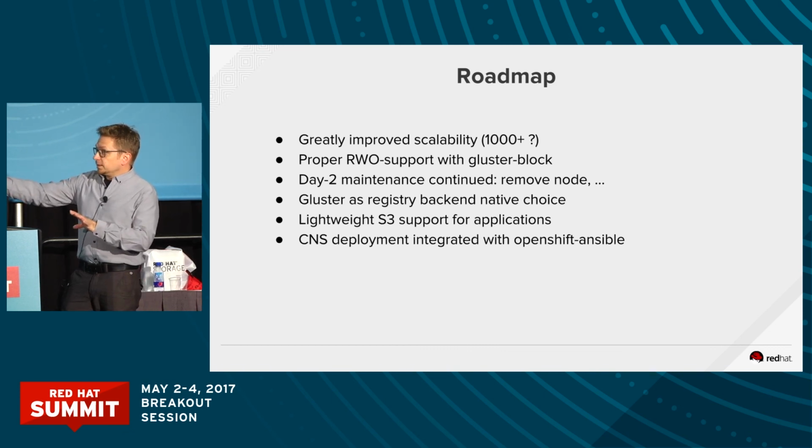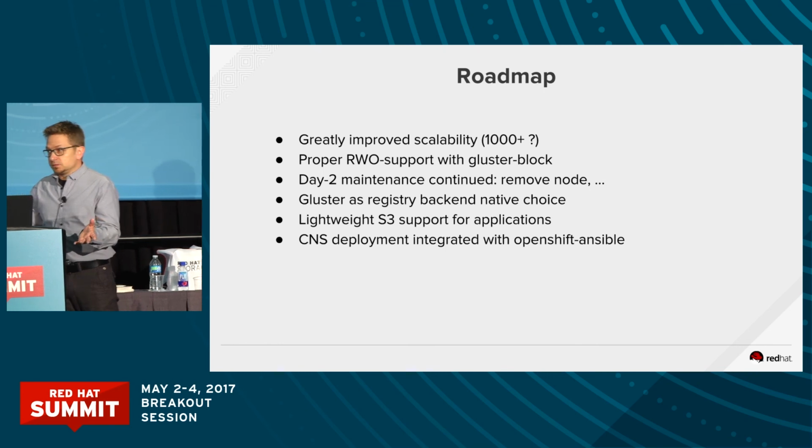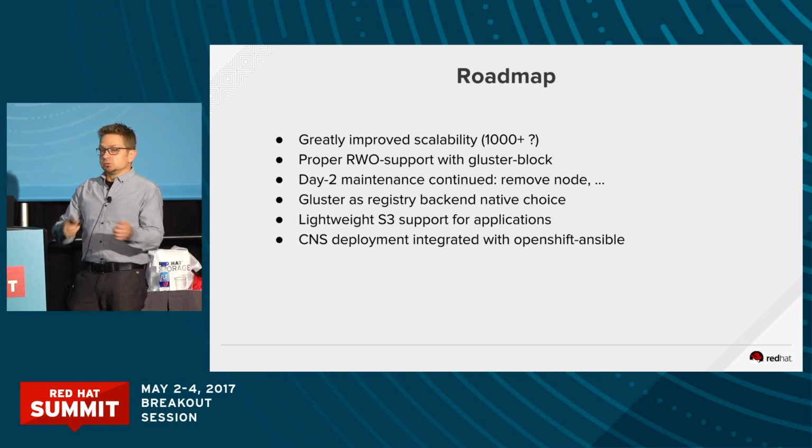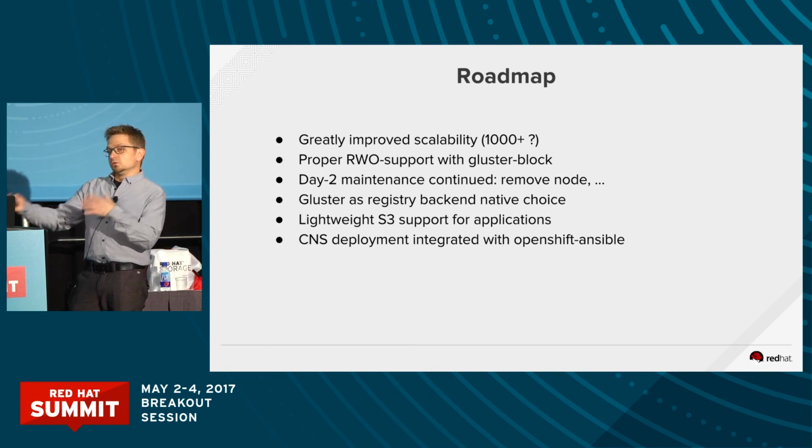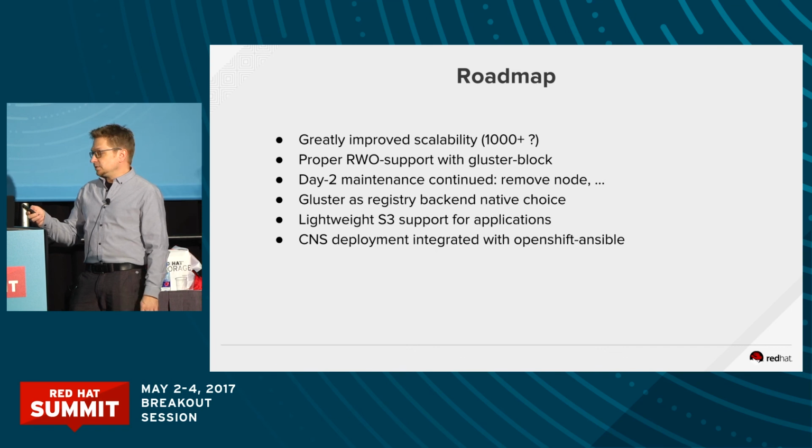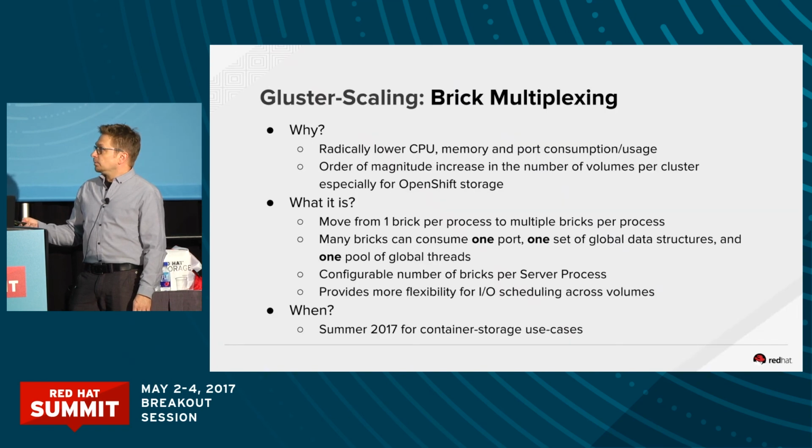Gluster as a registry backend will now be a native choice in the summer release. It will not only be possible to configure it manually, but this will be native with the OpenShift Ansible installer. And in the future, if this all works out, it may even become the default choice. The lightweight object S3 support for applications is also coming, at least as a tech preview in summer. And the deployment will over time be integrated from the standalone tool into the OpenShift Ansible installer natively. So this is going to come.